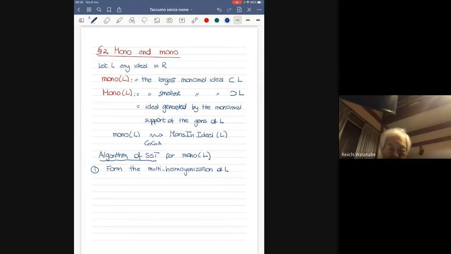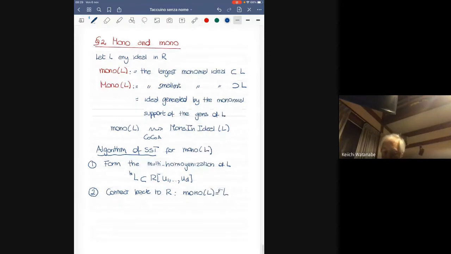So you call it LH, and to get the multi-homogenization, you have to add D variables, one for each of the xi. Okay, I'll tell you more how you do that. And then the second step is to contract back to R. So the mono L is simply the intersection of this multi-homogenization with the ring R back, okay? Because we have extended this variable.